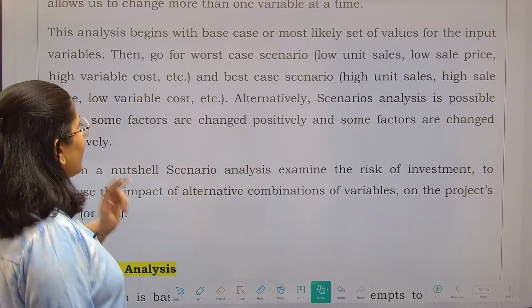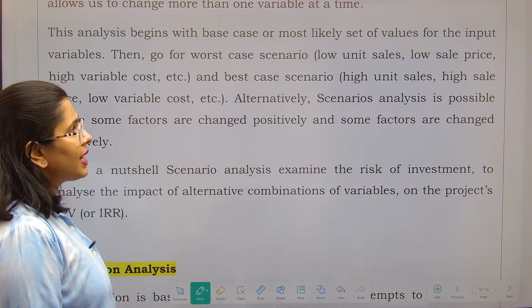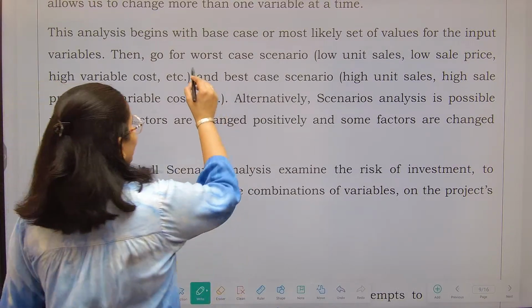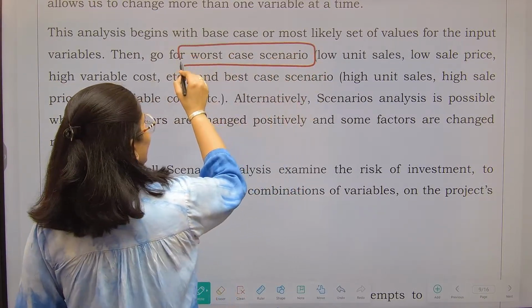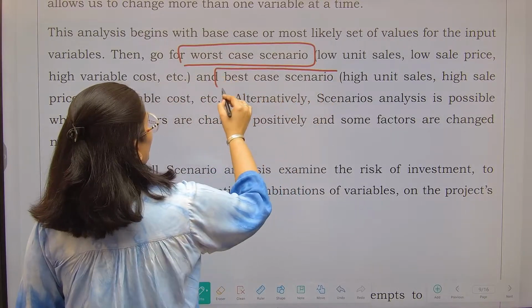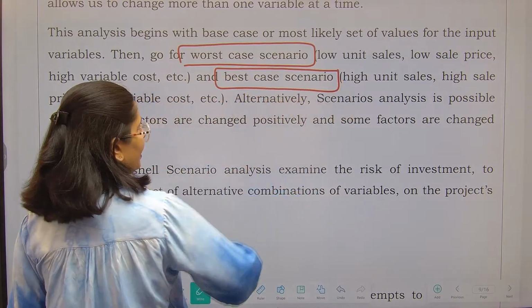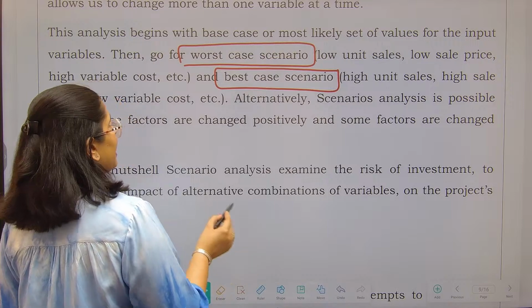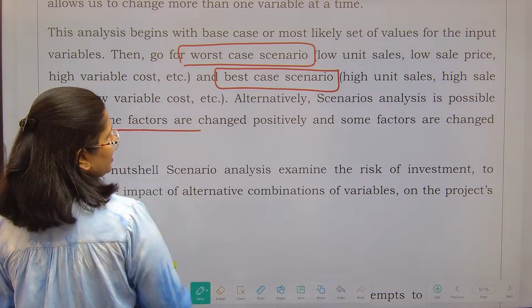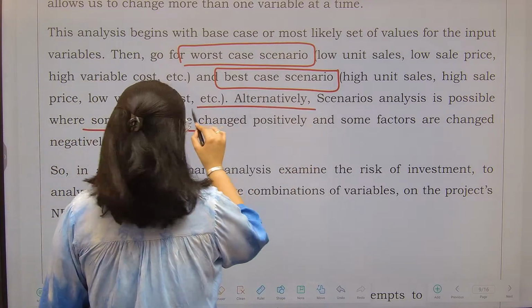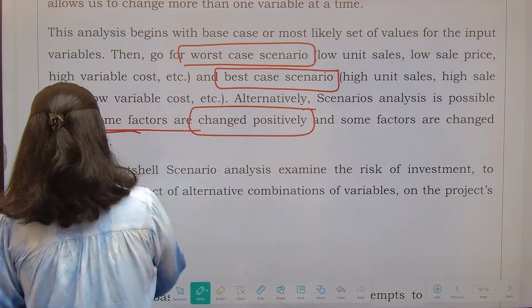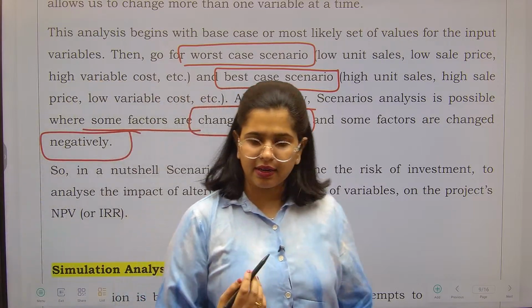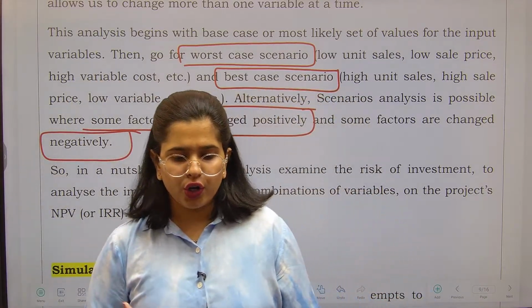So this analysis begins with the base case or most likely set of values, right? Then it goes to the worst case scenario. It also goes to the best case scenario, right? And alternatively, scenario analysis is possible where some factors are changed positively and some factors are changed negatively. It purely depends on your experience, circumstances, and how you want to predict it.